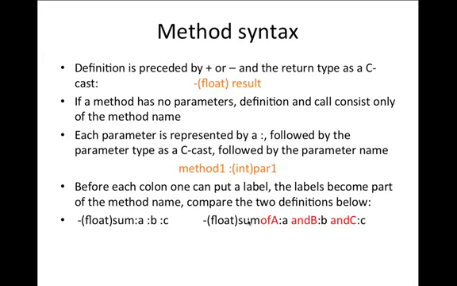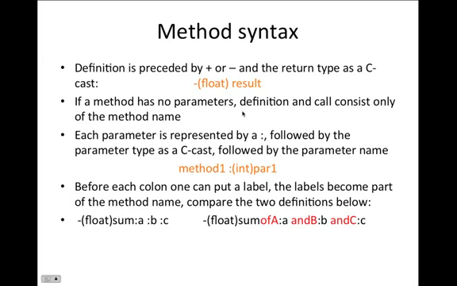Now we have some keynotes related to method syntax. What I'm going to do is hit you with several different reviews. We've seen this last time, but to refresh your memory: the definition is preceded by the plus or the minus, and it gives the return type as a C cast. So minus float results means we have float as a cast for the return type of the method, and it's a minus. So it's preceded by plus or minus and the return type as a C cast.